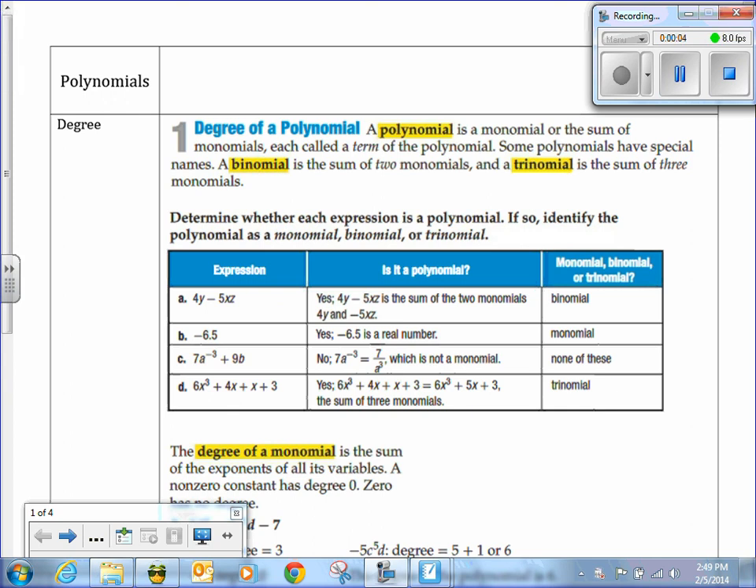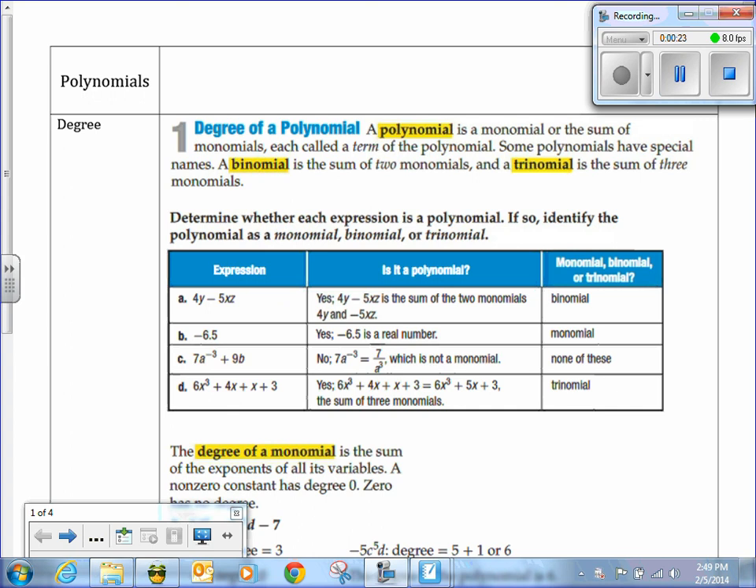All right, today what we want to talk about are polynomials. Up to this point, we've been talking about monomials. And so a polynomial is basically a sum of monomials, each one a term of the polynomial. Some polynomials are binomials, some are trinomials.